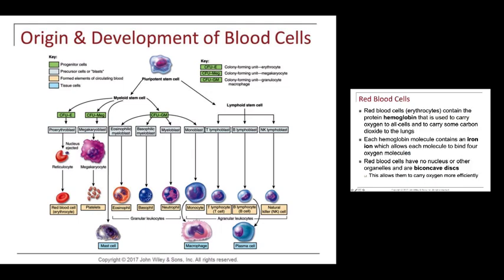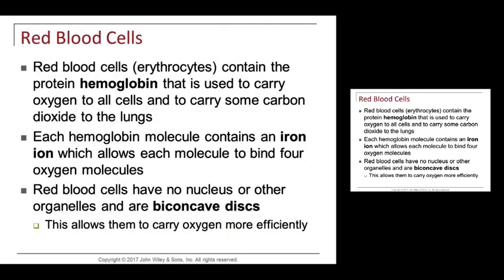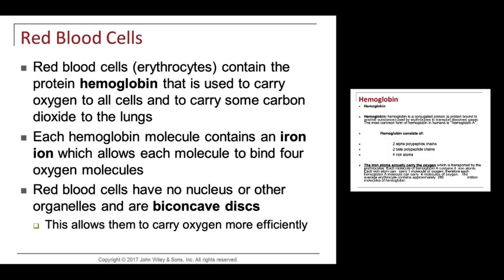Okay. The red blood cell, erythrocyte, contains that protein called hemoglobin. It's used to carry oxygen, and it's used to carry nitric oxide and carbon dioxide. So it's there to bind to gases and carry them to different tissues. Each hemoglobin molecule contains an iron ion, which allows each molecule to bind to 4 oxygens. Red blood cells, we said, are biconcave. So let's take a look.